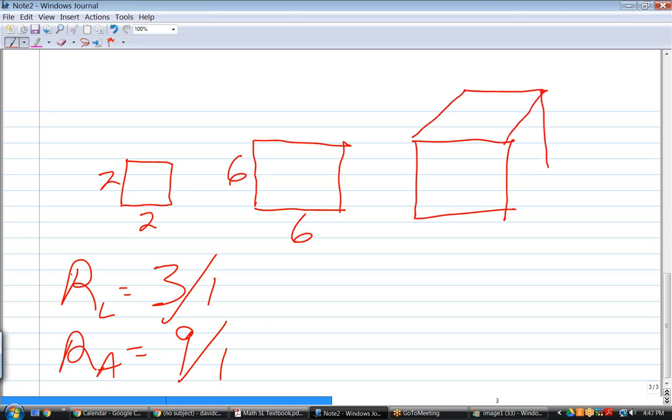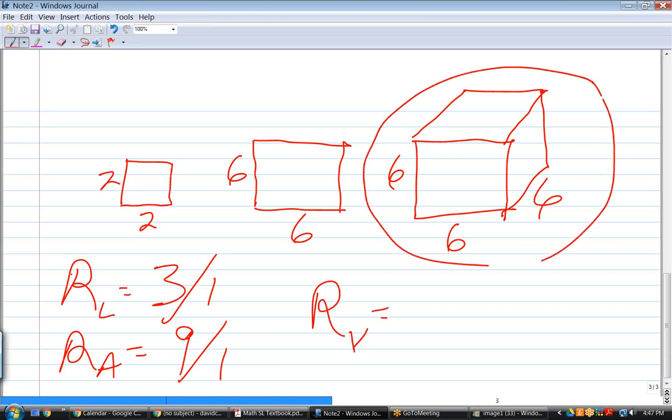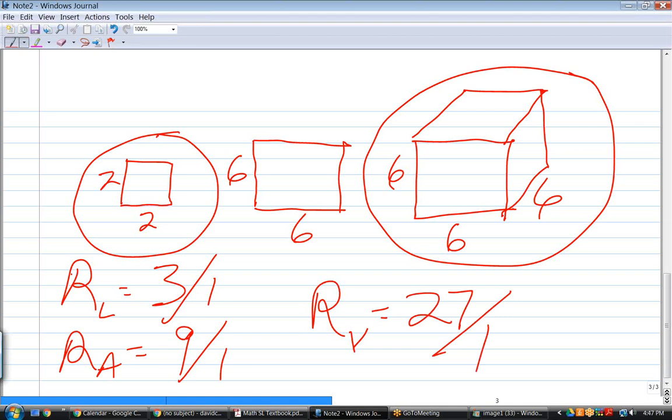That has dimensions 6 by 6 by 6. Now we actually have something called a volume ratio. What is the volume of that relative to that? Well, it's the linear ratio cubed, not squared, but cubed. 27 to 1. Okay?